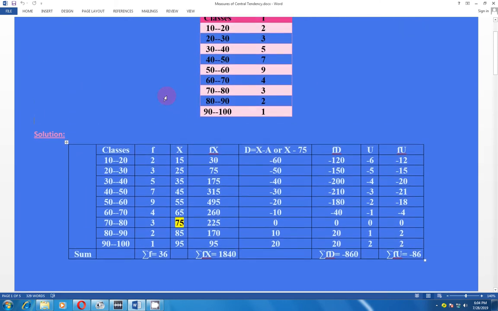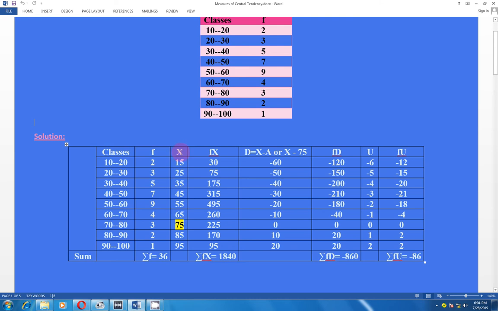So what is x? X is simply class mark, and how can we obtain class mark? Simply we add up lower class boundary and upper class boundary, or lower class limit to upper class limit, and divide the result by 2. The product is x. For example, 20 plus 10 is 30, 30 divided by 2 is equal to 15. 30 plus 20 is equal to 50, 50 divided by 2 is equal to 25. 40 plus 30 is equal to 70, 70 divided by 2 is equal to 35, and so on.